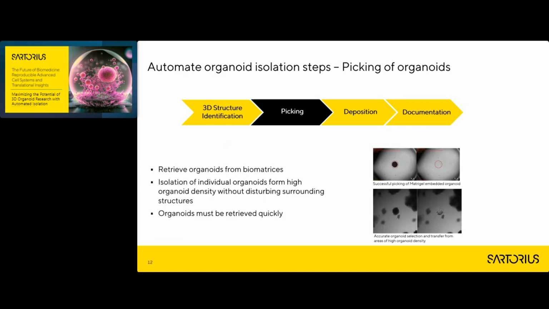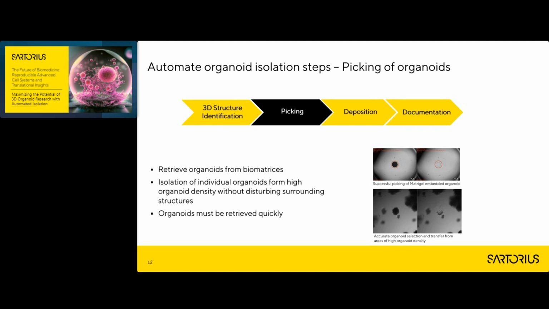Most organoids are grown in biomatrix, which complicates the isolation process as the biomatrices at physiological temperatures are gel-like substances. In the top right panel, you can see a successful picking of organoids from biomatrix using the Cell Selector Flex platform. Images before and after picking are shown.